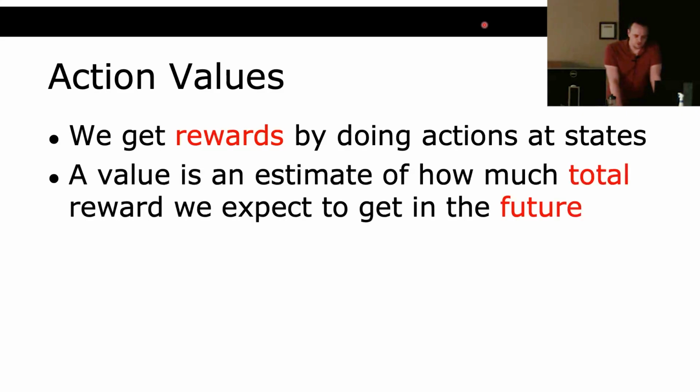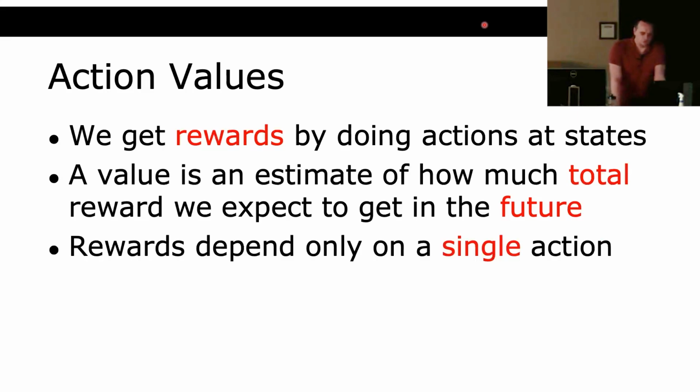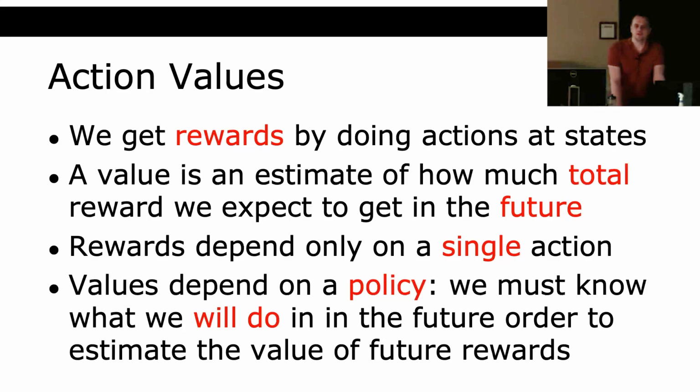A value is an estimate of how much total reward we expect to get in the future. So remember the difference between an immediate reward that we get and a value, which is an expectation of how much reward we're going to get in the future. So rewards depend on a single action, but values depend on a policy, right? Because we don't know what the value is going to be unless we know what we're going to do.